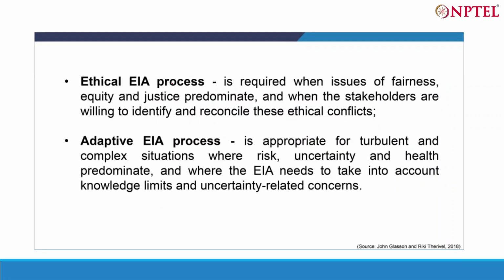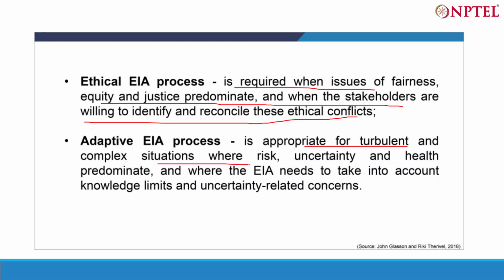Similarly, we have the ethical EIA process, required when issues of fairness, equity, and justice predominate, when the stakeholders are willing to identify and reconcile their ethical conflicts. So there can be ethical conflicts also, like when you are doing some experiments on humans. The adaptive EIA process is appropriate for turbulent and complex situations, like we discussed in the question, something which is not known. Uncertainty is there, health is predominant, where the EIA needs to take into account knowledge limits and uncertainty-related concerns. So this type of EIA is there. Before looking into EIA as a whole, there are types of EIA which are to be consulted.